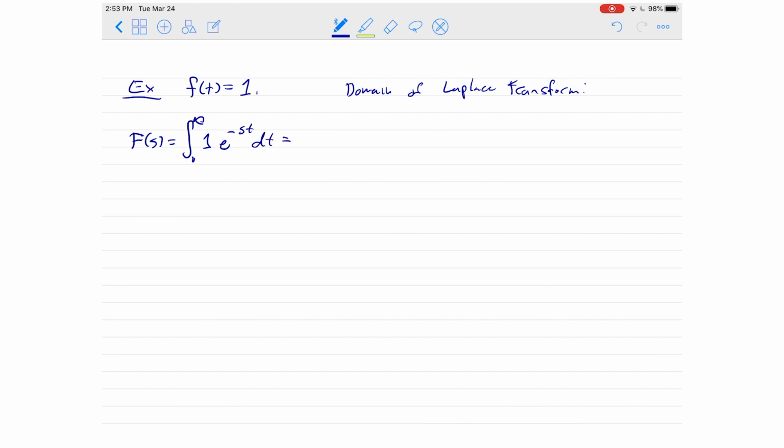Now this is pretty straightforward. First thing to do, remember with improper integrals, we need to switch them back to a limit. Limit as, say, capital N goes to infinity of the integral from 0 to N of e to the minus st dt. Now we figure out the definite integral on the inside. So this is the limit as N goes to infinity of e to the minus st divided by minus s, and we're evaluating this at 0 and N. Okay, so let's keep it going.